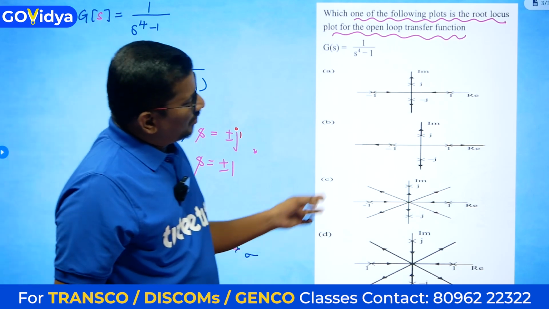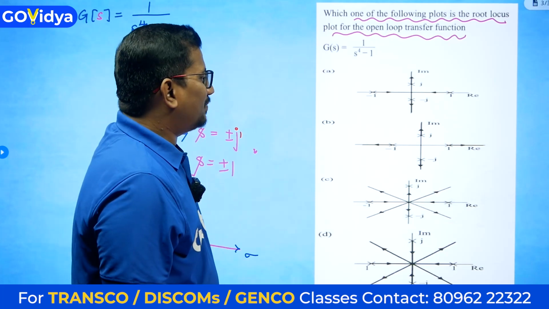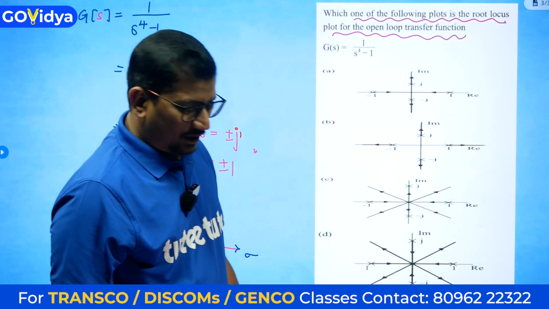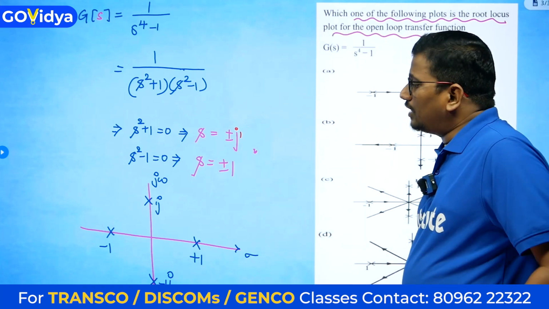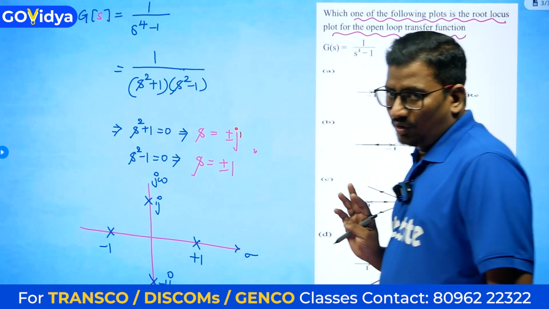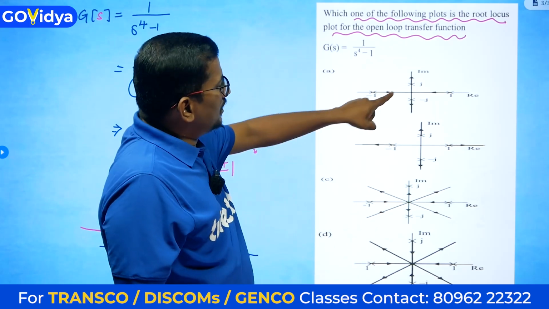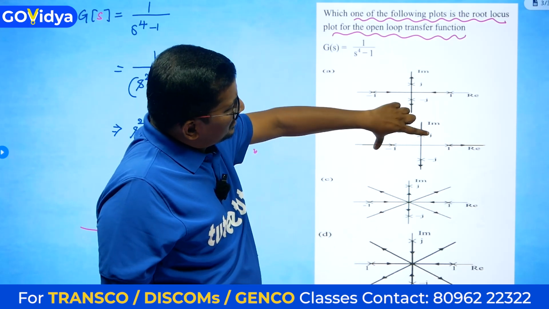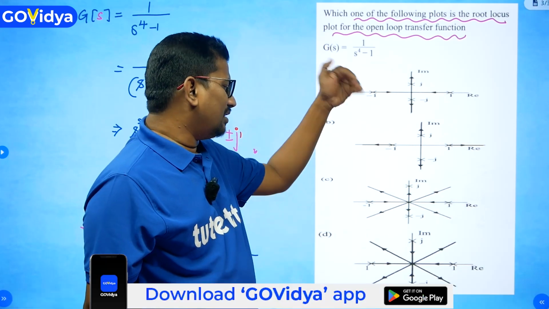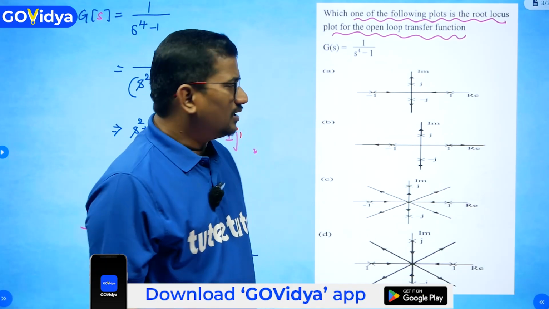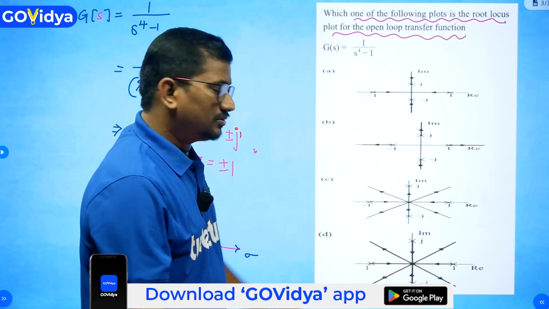Now if you observe, all 4 options look similar. But which plot is going to be correct? For that we need to identify one thing: what is the root locus region? If I know the root locus region, I can straight away eliminate a few options. Some loci are going away, some are coming inside. So identifying the root locus region will give you some clarity on this solution.